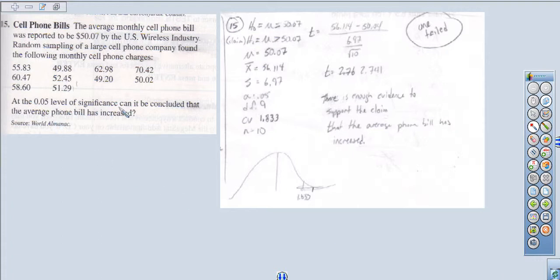The main thing is you read the last part of this particular question and it says, at this level of significance, can it be concluded that the average phone bill has increased? So what our interest is, are we looking at both sides or one side? In this case here, we're only caring about have we gotten greater. The question isn't about whether or not we got less. So that makes us a one-tailed.